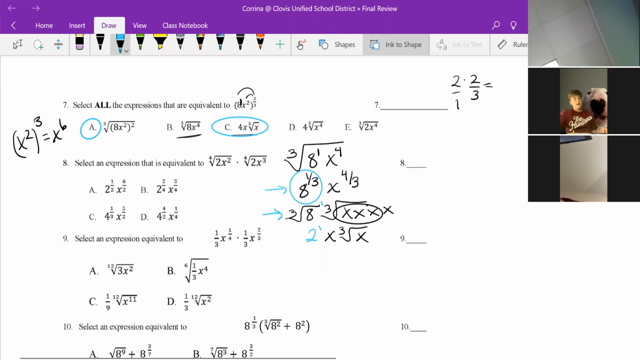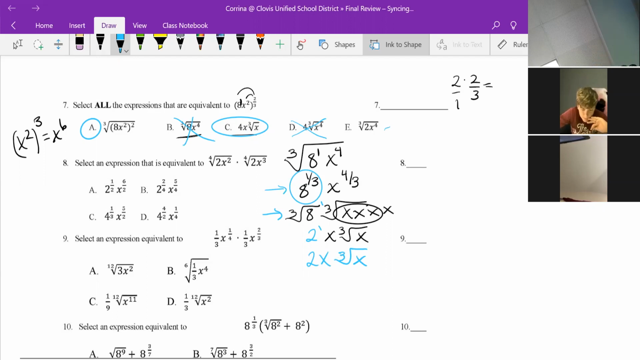Is that the same as letter C, 2x cubed, sorry? No, it's not. Okay. And then we already said D was not. And what about the last one?